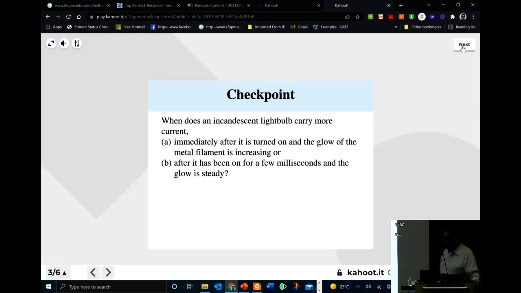All right. So when does an incandescent light bulb, or a tungsten light bulb, carry more current? Immediately after it is turned on and the glow of the metal filament is increasing, or after it has been on for a few milliseconds and the glow is steady? I'll give you 20 seconds to think about it and discuss it. Think, pair, and compare with your neighbor, and let's see if that improves the results. So when you turn on the light bulb, is the current highest when you just turn it on, or later when the light is now constant?